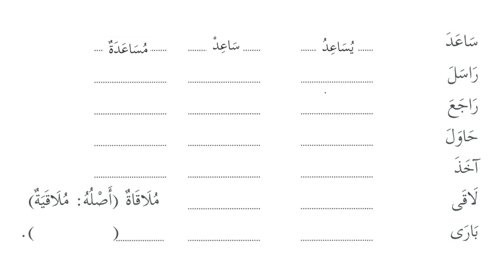Rasala, that means to correspond. Yes, the same pattern. Rasala, يراسل yurasilu, rasil, راسل and then we have murasala. Then مراسلة perfect, excellent. Raja'a, to review. Yes, راجع يراجع راجع مراجعة excellent. Raja'a, yuraji'u, and then we have raji', and then masdar will be muraja'atan.